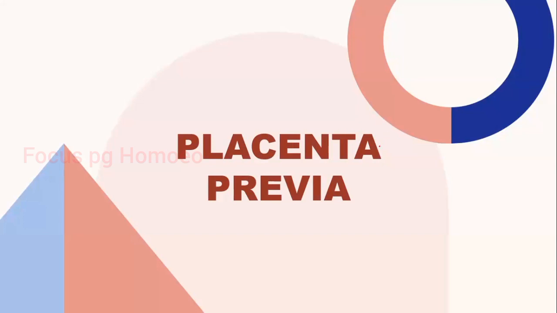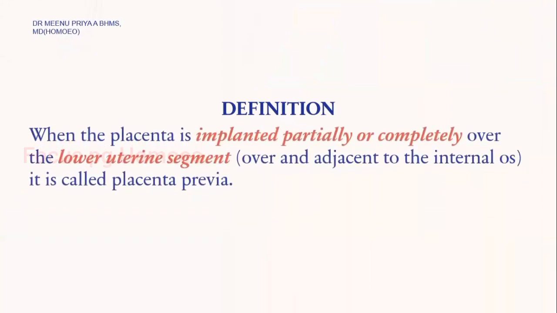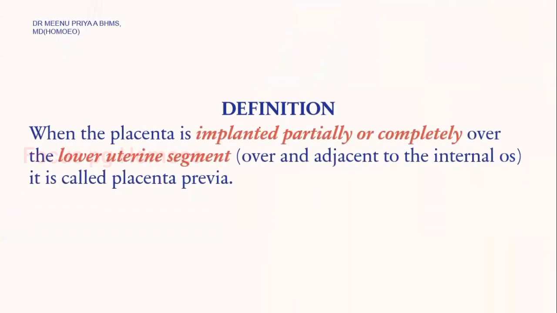Now, you know what is placenta. Previa means pre, present previously. So we will see the exact definition of placenta previa. Placenta previa means when the placenta is implanted partially or completely over the lower uterine segment. So this is not normal. This is not a normal implantation of the placental site.